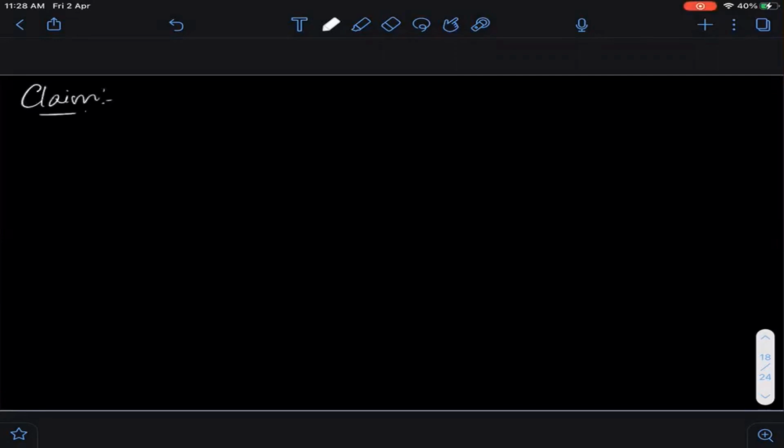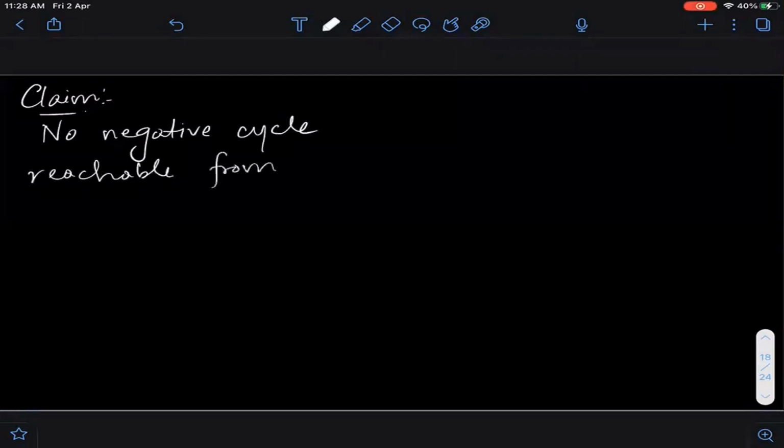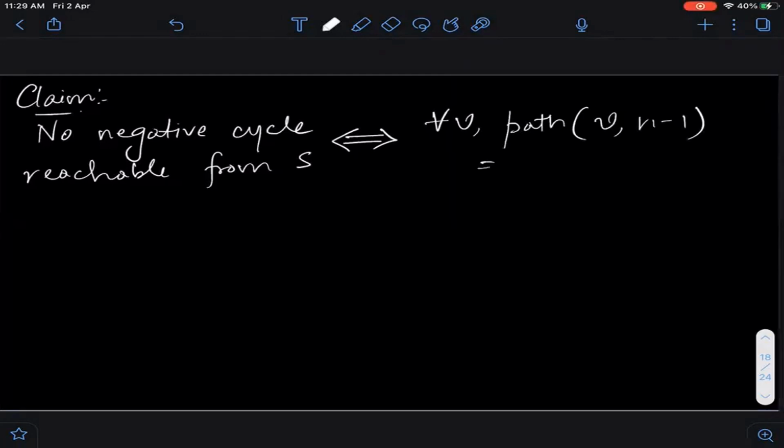So the claim is: no negative cycle reachable from S if and only if for all V, path(V, n minus 1) is equal to path(V, n).